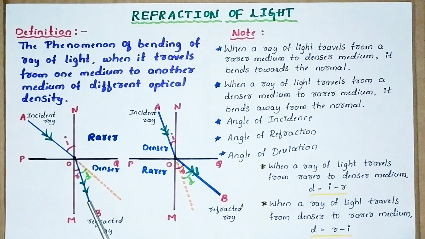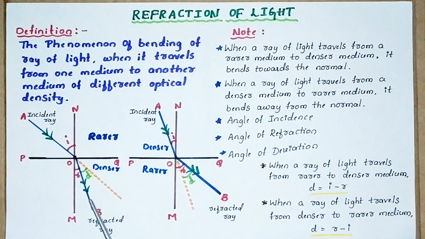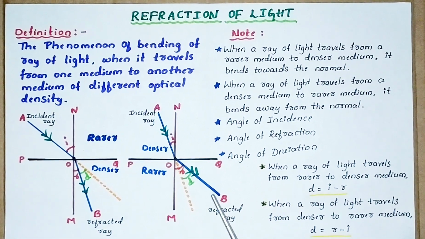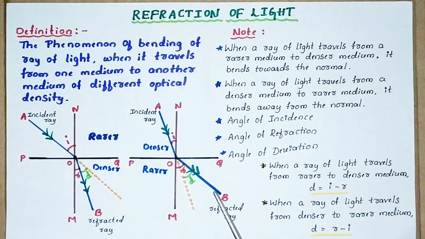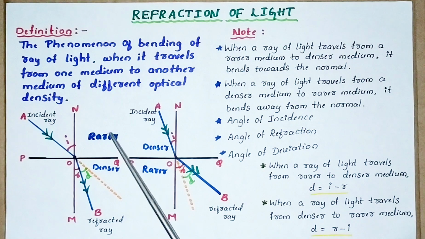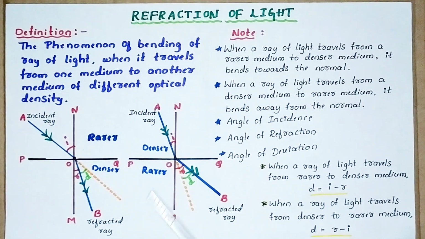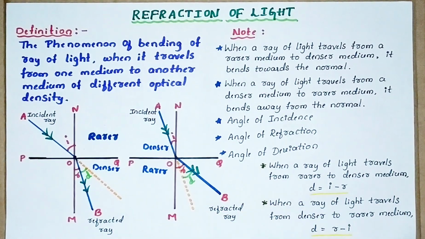In the first diagram, we can call this the refracted ray. This ray of light is bending towards the normal, but in the second diagram, this ray of light is bending away from the normal. Why is it bending towards the normal? Because the speed of light decreases. Why is it bending away from the normal? Because the speed of light increases. So that means the speed of light depends on the density of the medium. This phenomenon we call refraction of light.